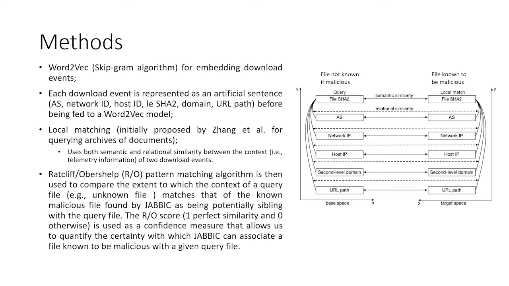The Radcliffe-Oberschelp, or RO, pattern matching algorithm compares two strings and outputs a value between 0 and 1, where 1 denotes a complete match between the two strings and 0 indicates no strings in common. So in our context, we use this algorithm, the RO score, to quantify the overlap between the contextual information of pairs of query and match files in a string-like sense. For example, this measures the similarity between the context of two files, which we use as a confidence measure that allows us to quantify the certainty with which Jabbic can associate a local match file with a given query file.